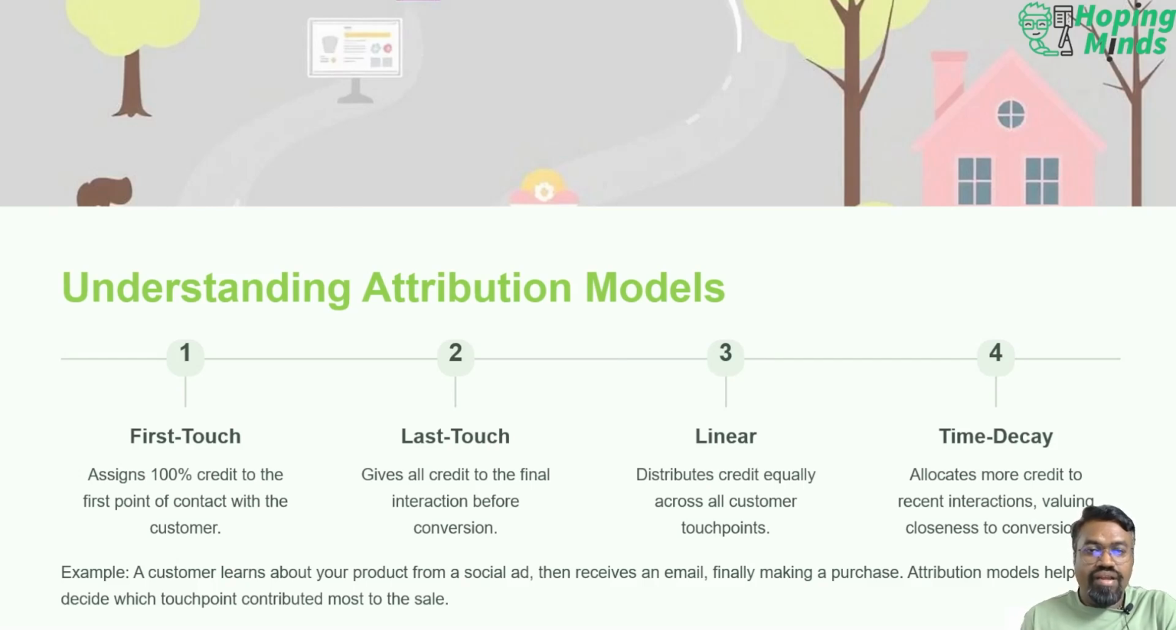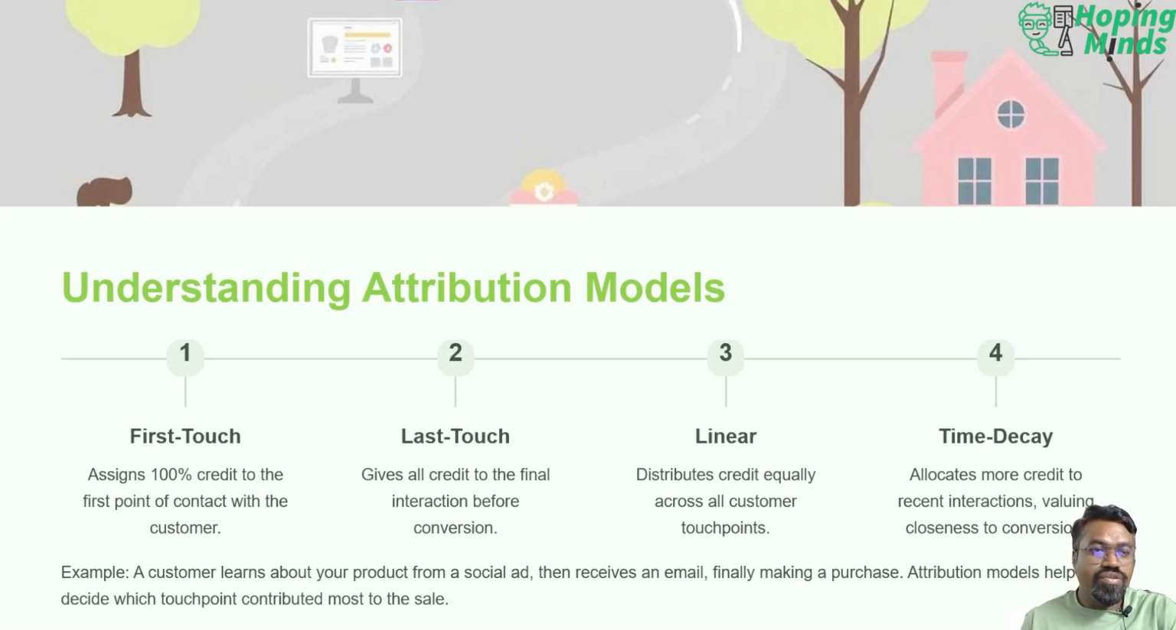Now, moving ahead, we need to understand attribution modeling, right? Attribution modeling is a way of measuring the impact of different digital marketing efforts across the customer journey, so that advertisers can assess which channels or campaigns are most effective in driving conversions, right? So that is the meaning of attribution modeling.